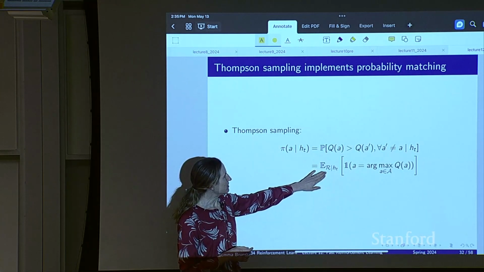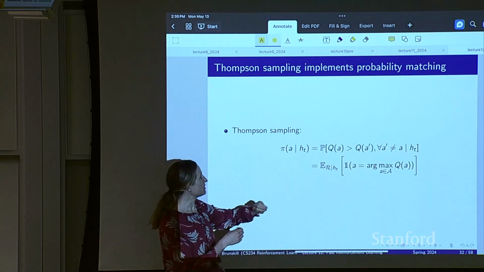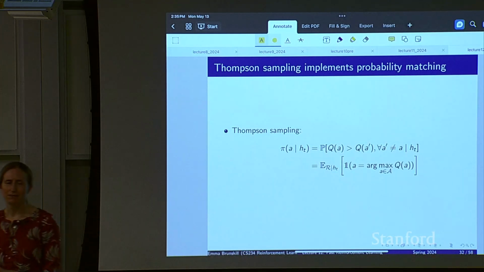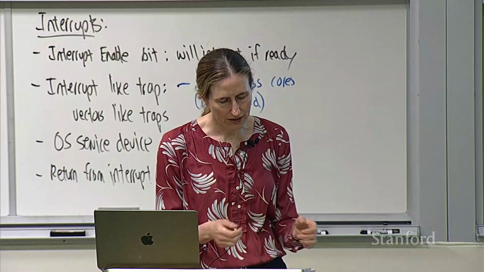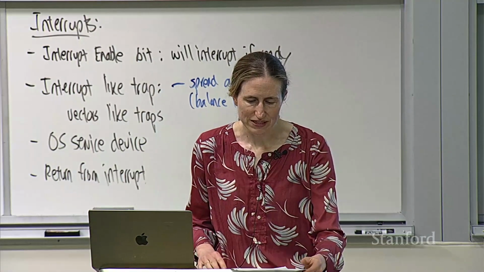What Thompson sampling does is it doesn't do that explicitly. It just samples a reward parameter for each of the different arms, and then it picks the one that's argmax. It's really elegant that that is, in fact, the same thing as doing probability matching. Okay, that gives us the fact that that ends up working.